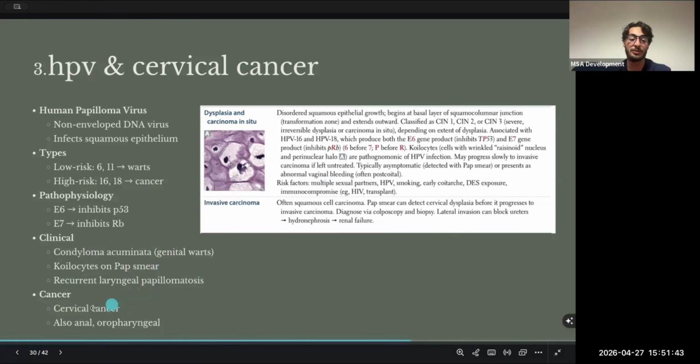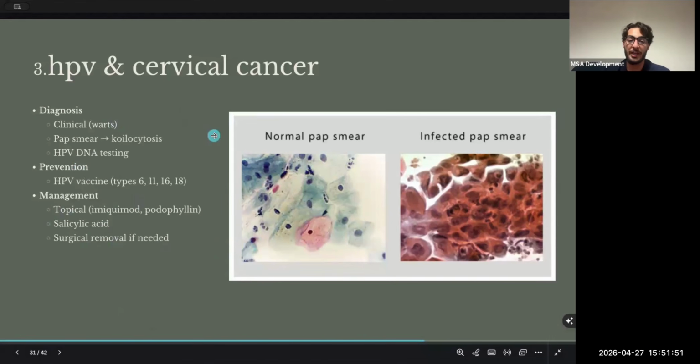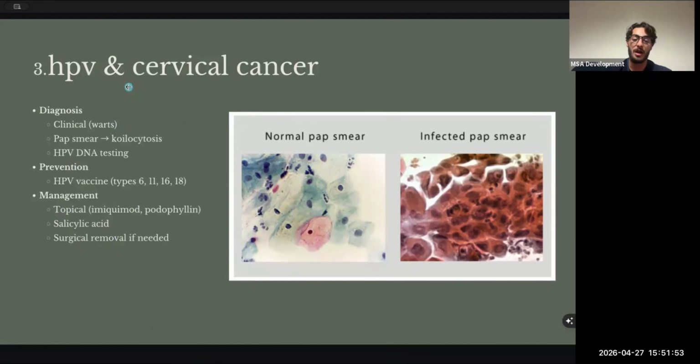All right, and the cancers, it can be cervical cancer, it could also be oropharyngeal cancers and anal cancers. All right. And how do you diagnose HPV? It can be a clinical diagnosis if there's warts, or you could do a pap smear.